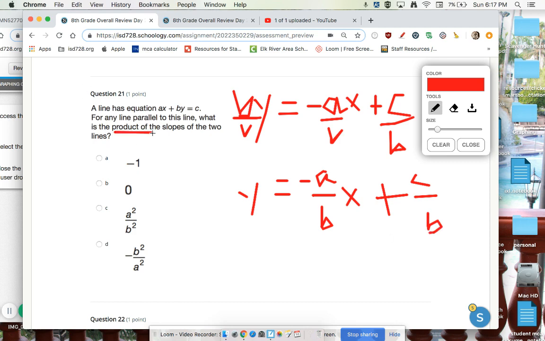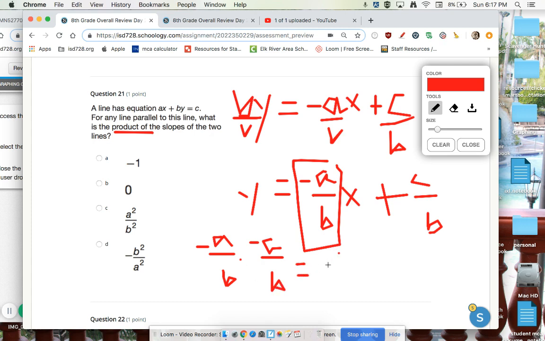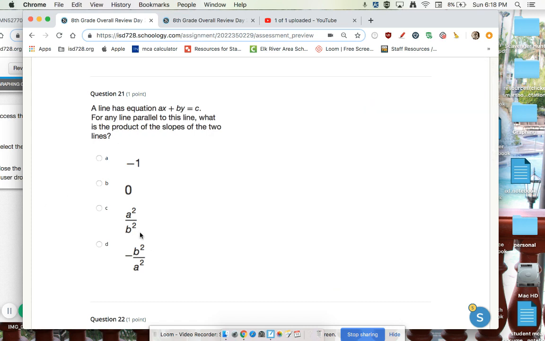And then it says product of the slopes. So this is the slope of ax plus by equals c, and the parallel line will have the same slope. So all I'm really going to do is square this. So negative a over b, and I'm going to times it by itself, times negative a over b. So negative a times negative a would be a positive a squared, whatever a is. You're going to square it, the negative will cancel out. Over b times b is just b squared. So positive a squared over b squared.